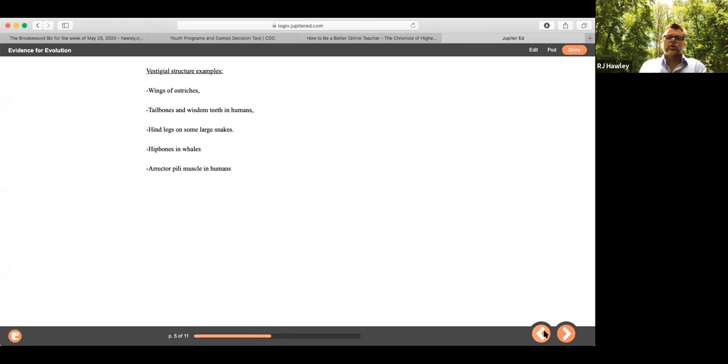Oh, vestigial structures. So vestiges are ancient things, remnants, things that are left over, right? Like the vestiges of our life in the classroom, the remnants. So some examples that are commonly used are flightless birds, right? Why do ostriches have wings unless they descended from something that flew once?